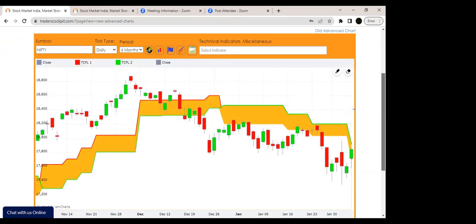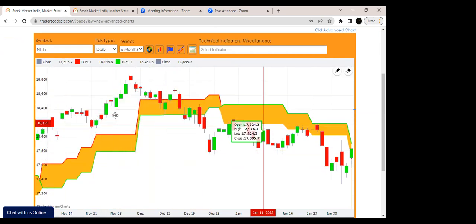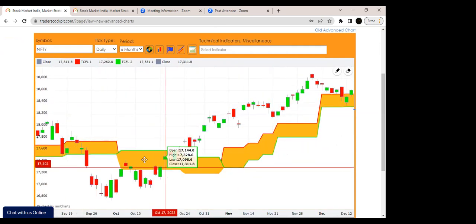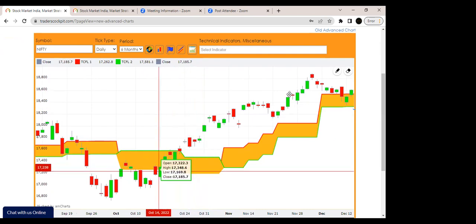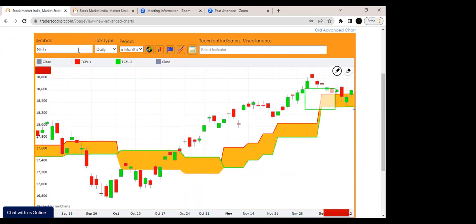If you click on that, the cloud-based indicator gets added. You can see this is the cloud-based indicator. How do we understand it? I have chosen the Nifty 50 daily candle. Please don't get confused, this is one candle equal to 1 day.